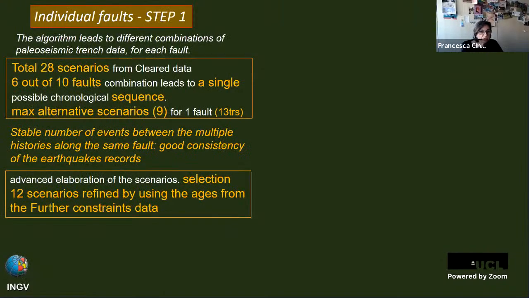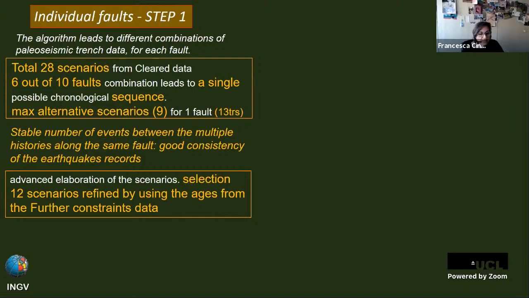So the first step, individual faults: the algorithm leads to different combinations of palaeoseismic trench data for each fault, and we obtain a total of 28 scenarios from clear data. 6 out of 10 faults' combinations lead to a single possible chronological sequence, and the maximum alternative scenarios was 9, and for one fault, which actually had the largest number of trenches, 13.